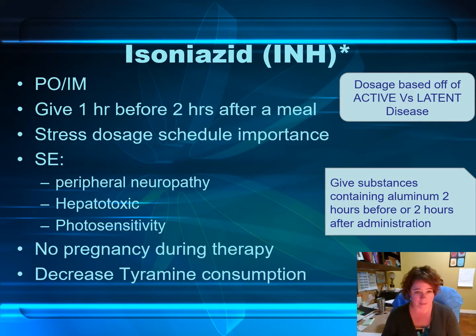This is the isoniazid, just a quick little snapshot about it. Again, the dosage is going to be different for our active versus our latent. One of the nasty side effects that happens with isoniazid is that patients will develop peripheral neuropathy. The good news is it's not a big deal, because we know that this is going to do this.